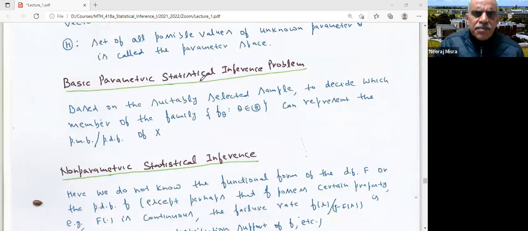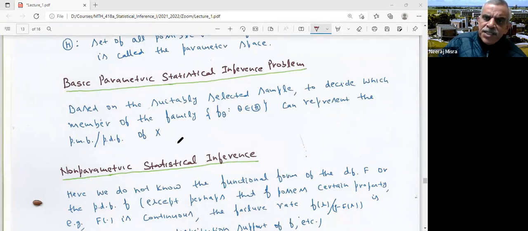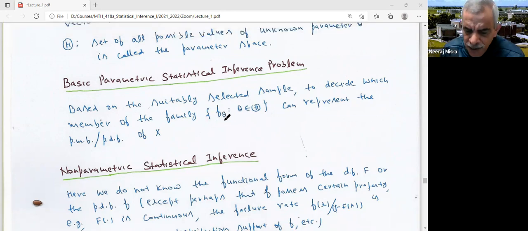So what is a basic parametric statistical inference problem? Based on a suitably selected sample, to decide which member of the family can represent the PMF or PDF of X. So I try to find out some information about the PDF. Here the functional form of f is known, so the only unknown quantity is theta. So basically, the problem boils down to making certain conclusions about this parameter theta.